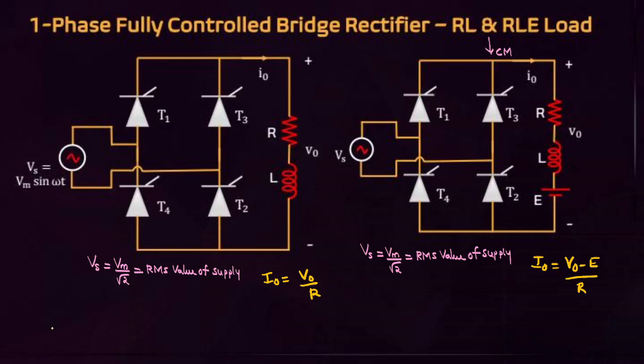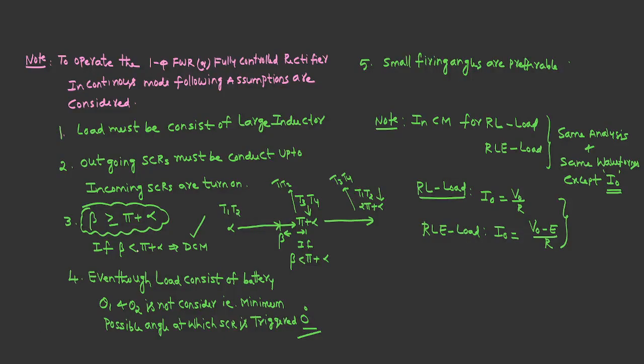But assuming that it is which mode of operation? Continuous mode of operation. But what do you mean by continuous mode of operation? Continuous mode means in one cycle, without current going to zero, the current is applied to the load. If you have to operate the circuit in continuous mode, what are the assumptions? Load must consist of a large inductor. Outgoing SCRs must conduct until the incoming SCRs are turned on. That is, whatever SCRs are going to turn off must conduct until the next pair of thyristors conduct. And beta must be greater than or equal to pi plus alpha.